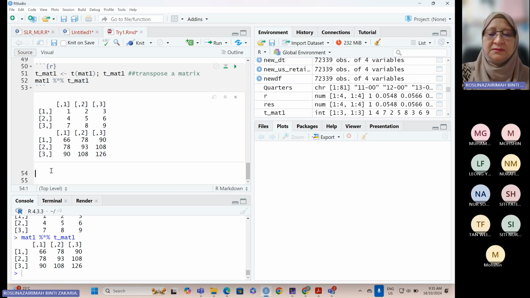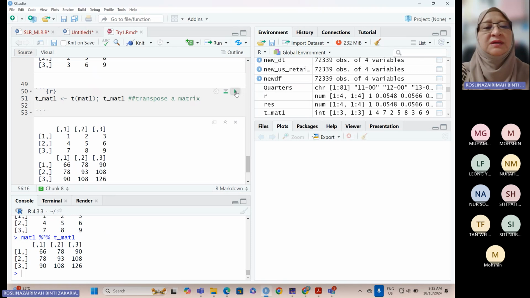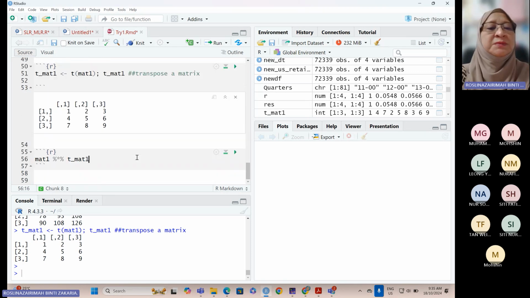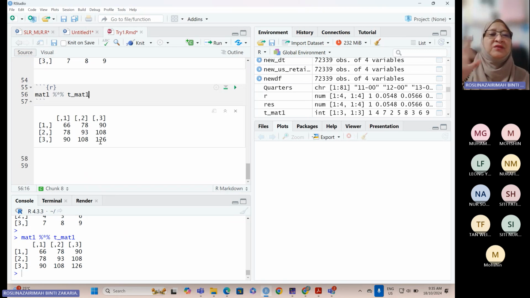Control alternate insert. So I'll do the multiplication here. You can separate all your code there. Run again. This is the transpose, and this is the multiplication of the matrix and its transpose. If you want to find the inverse, this is matrix multiplication.